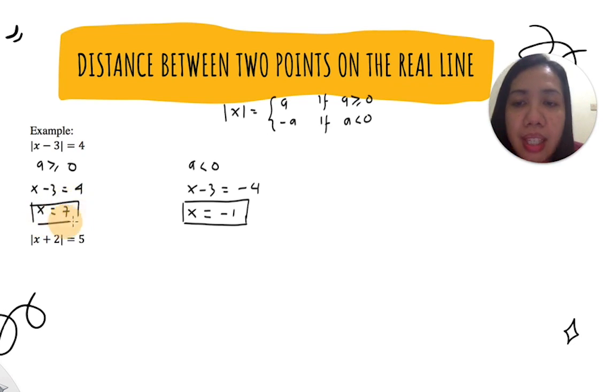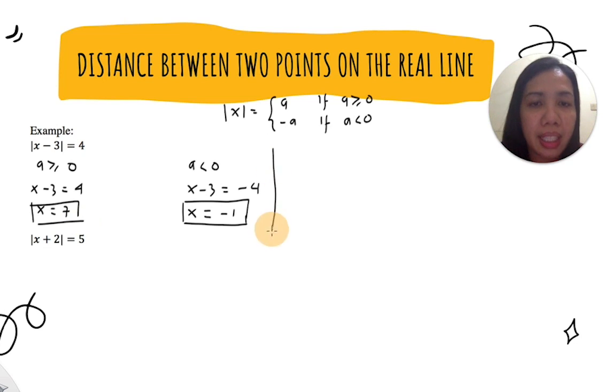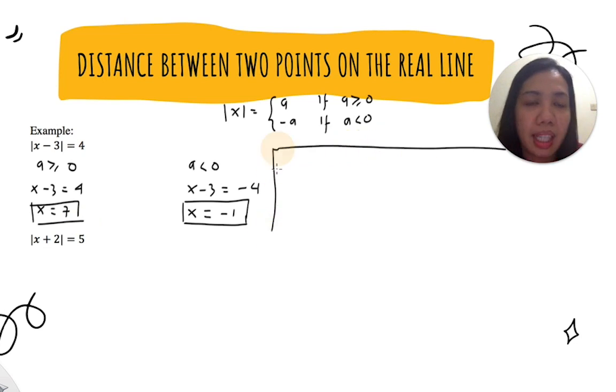Okay, give me a second to explain why it makes sense. Let me explain it so that it makes more sense. Remember that this inside part, x minus 3, actually gives us information about the distance between x and 3. And the distance between x and 3 equals 4.